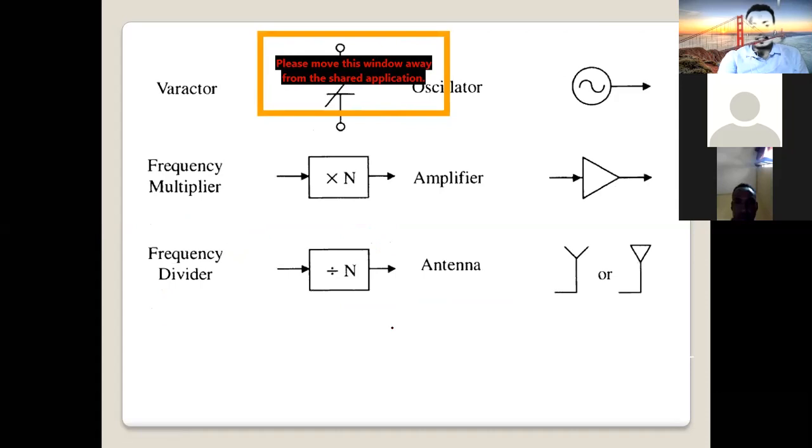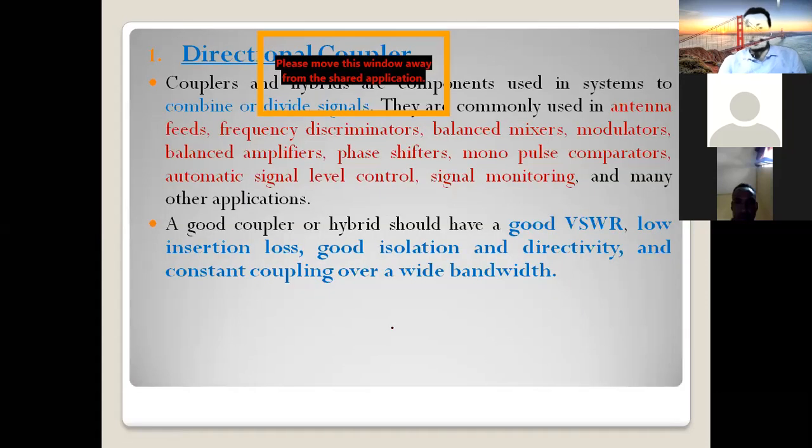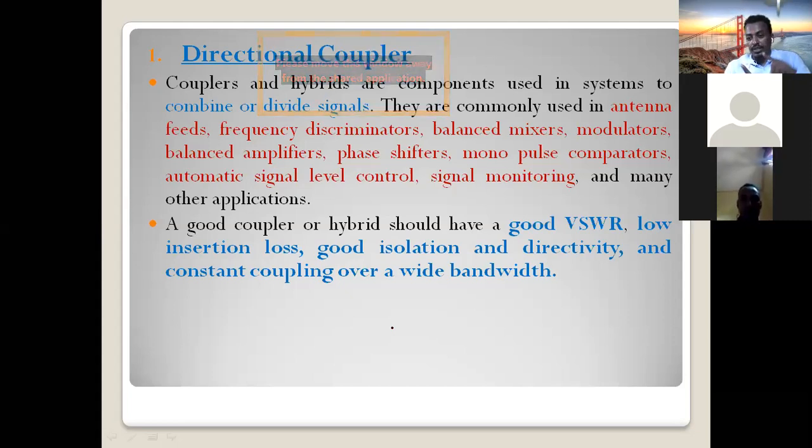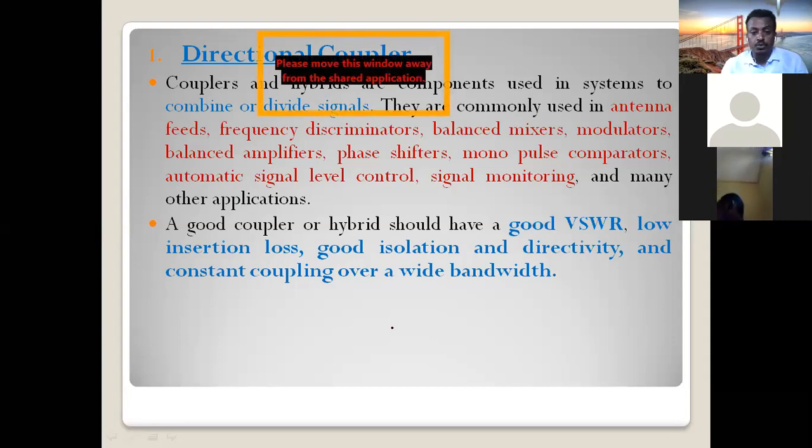So we have started. These are the electrical symbols of each component. We start with the first device, a very important device called the directional coupler. What's its purpose? Its purpose is either to combine two signals into one. If two signals come from two transmission lines, you can combine them into one cable. Or if one signal comes from one transmission line, you can divide it into two or more.